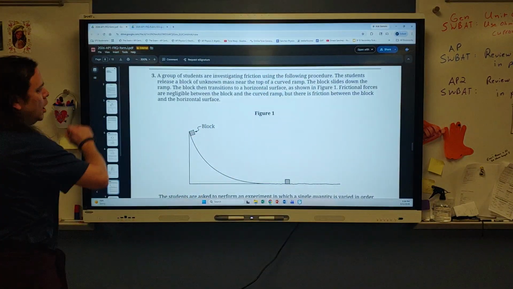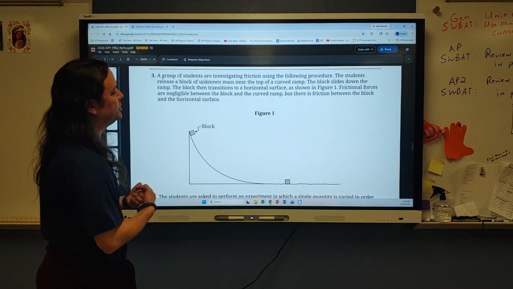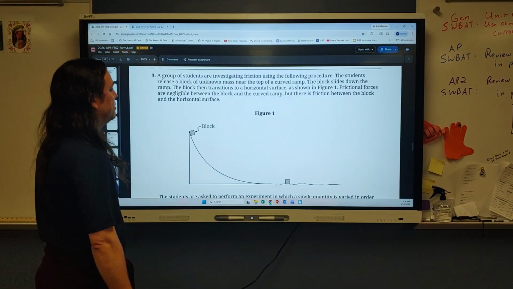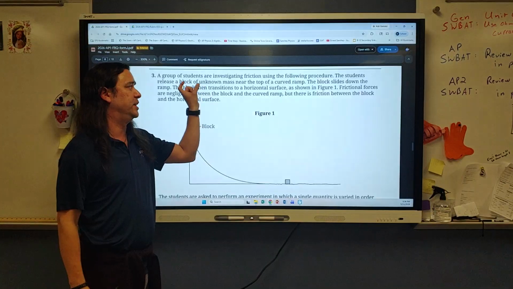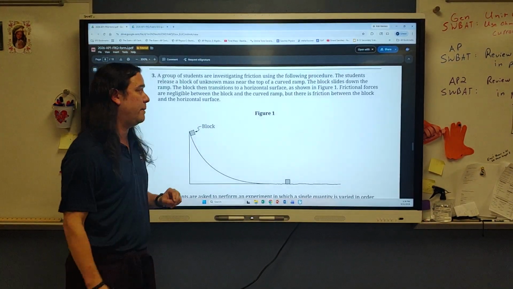Okay. A group of students are investigating friction using the following procedure. The students release a block of unknown mass. I'm going to come back to this because I think it would have been better if they said that this was a known mass, but we'll talk about why.